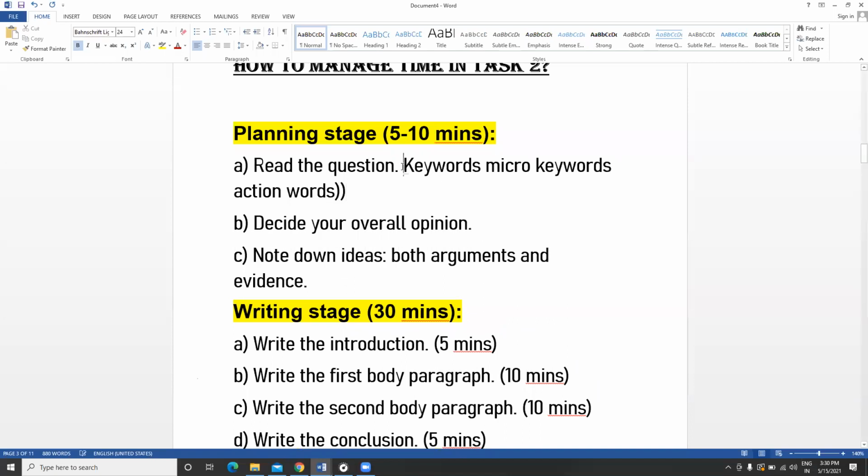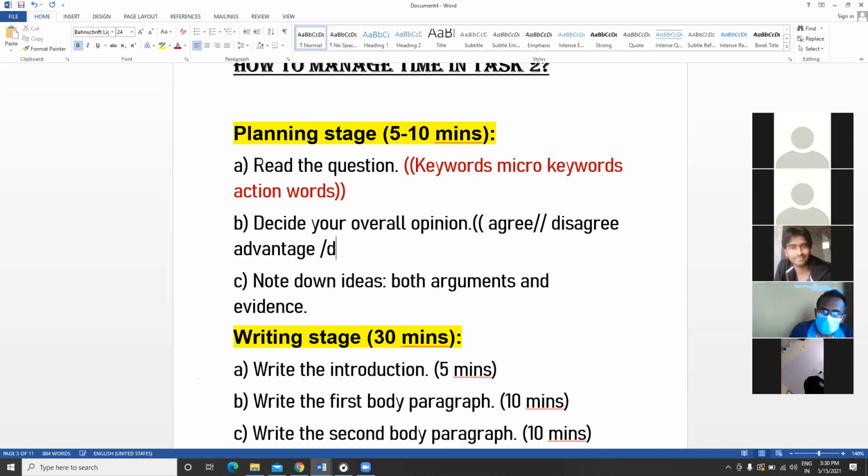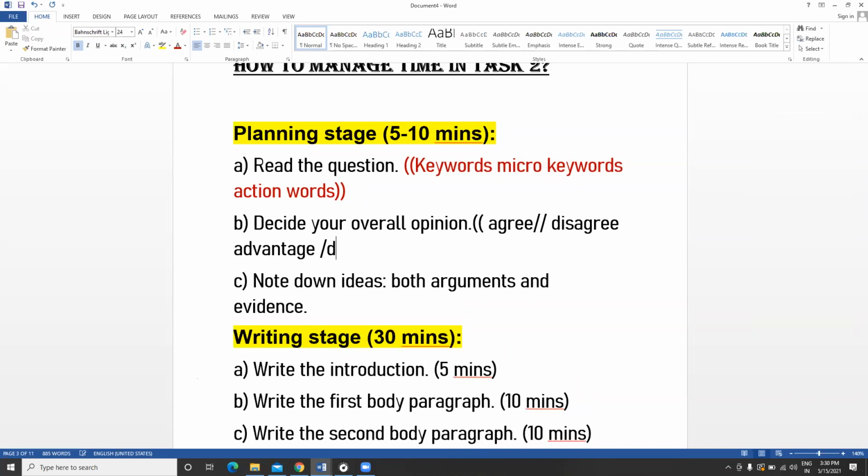Then if it's an opinion-based essay, you need to decide your opinion. Today, I will show you how you can decide your opinion. Maybe you have lots of ideas and you are wondering how to decide the opinion. So if it's to what extent do you agree or disagree, you can decide agree or disagree. If it's outweigh disadvantage, then you can decide whether you're on the side of advantage or on the side of disadvantage. So all these things come under the planning stage.